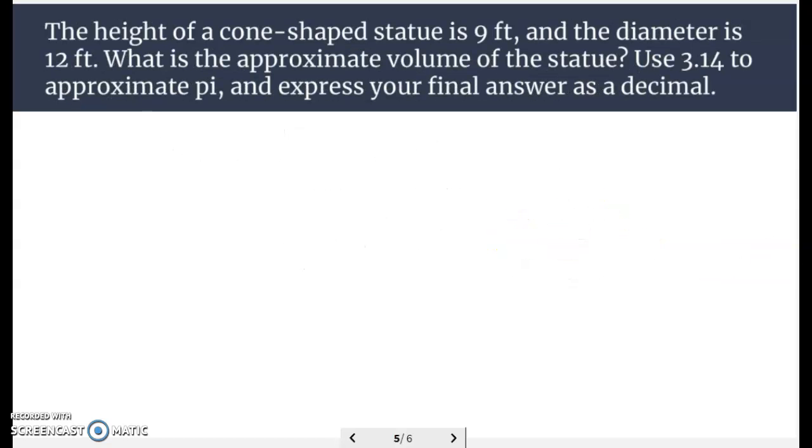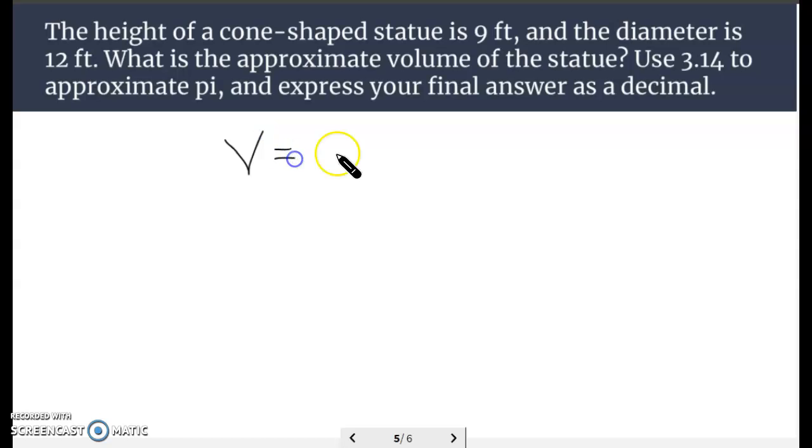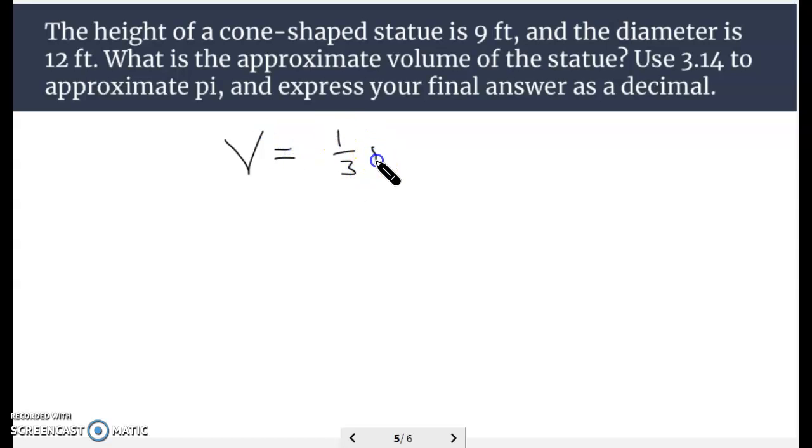Let's look at another one here. The height of a cone-shaped statue is 9 feet. The diameter is 12 feet. What's the approximate volume of the statue? 3.14 for pi. Express it as a decimal. 1/3 pi r squared h. There's our volume again. Now it tells us the diameter. If the diameter is 12, you've got to think, okay, I need the radius. Radius is half the diameter. The radius is going to be 6.